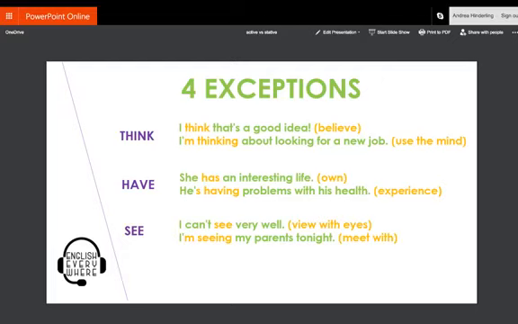In the present continuous, I'm seeing my parents tonight. That means meet with. So I'm seeing my doctor today, or I'm seeing my best friend later. That means I'm actually meeting. It doesn't just mean I'm looking at them with my eyeballs. It means I'm actually meeting with them. So again, see, depending on whether it's the present simple or it's the present continuous, changes meaning. In the present simple, it means to view with my eyes. And in the present continuous, it means to meet with someone.